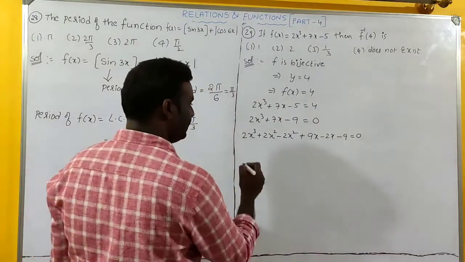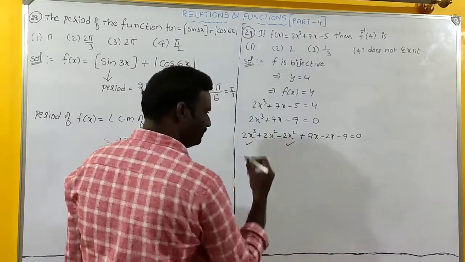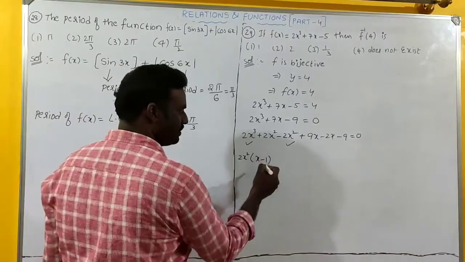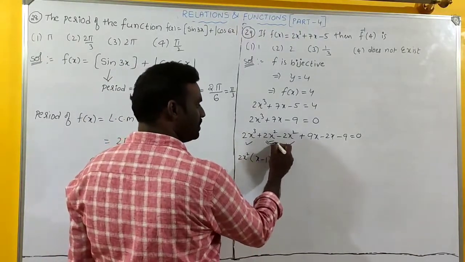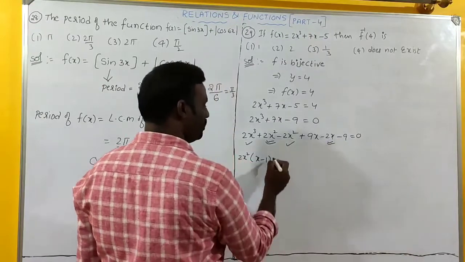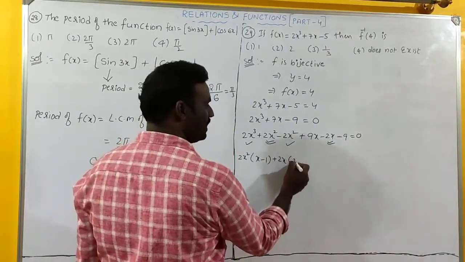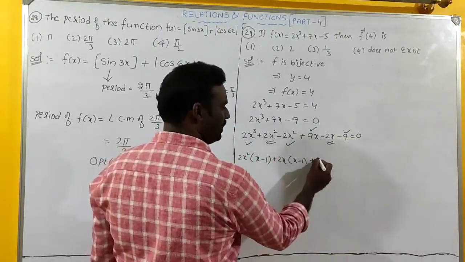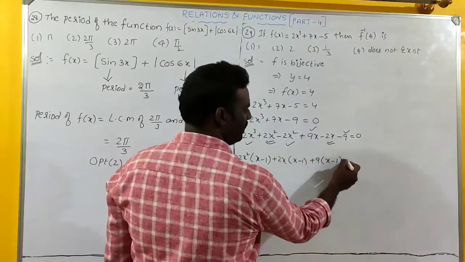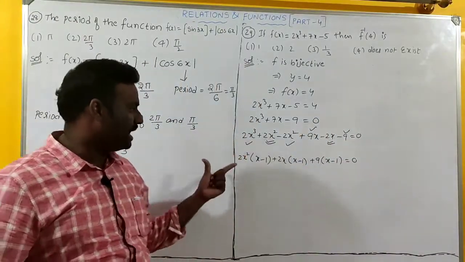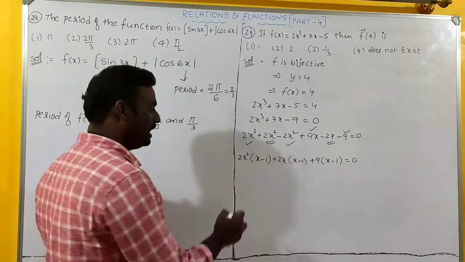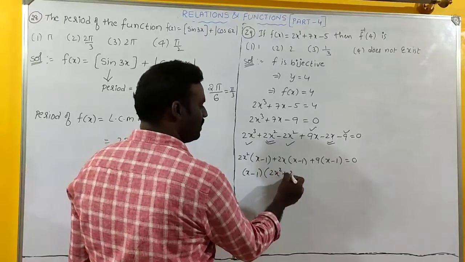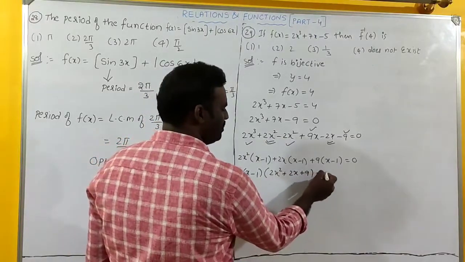Now, in this term and this term, 2x square is common, then x minus 1 is remaining. In this term and this term, 2x is common, x minus 1 is there. This 9x and minus 9, 9 is common, again x minus 1 equals 0. In this entire equation, again which is common? x minus 1 is common. Then what is remaining? 2x square plus 2x plus 9 equals 0.